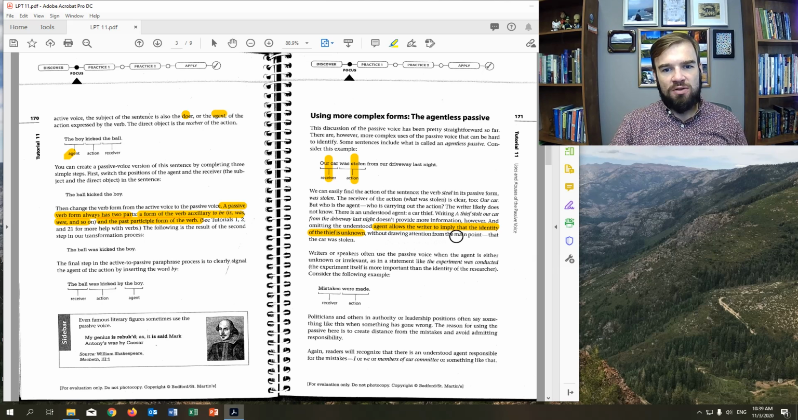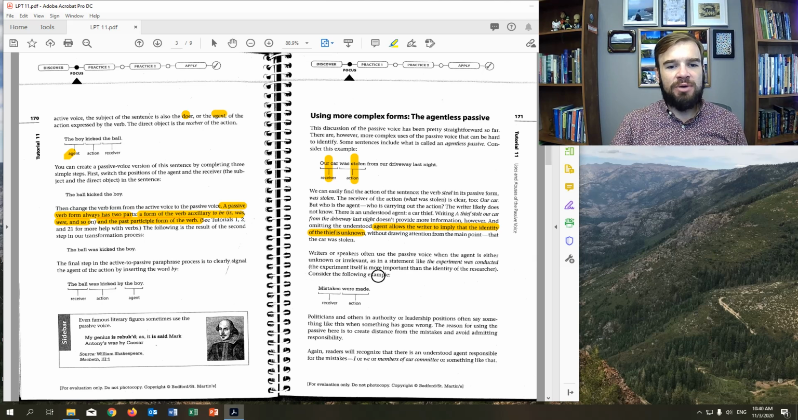...without drawing attention from the main point, that the car was stolen. Writers or speakers often use the passive voice when the agent is either unknown or irrelevant, as in a statement like, "The experiment was conducted." The experiment itself is more important than the identity of the researcher, the person who is doing the experiment.